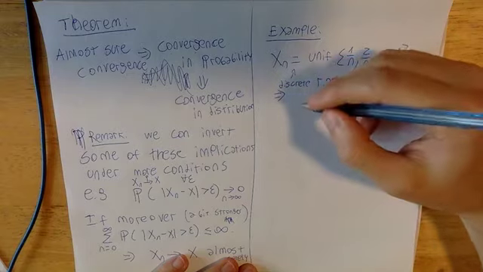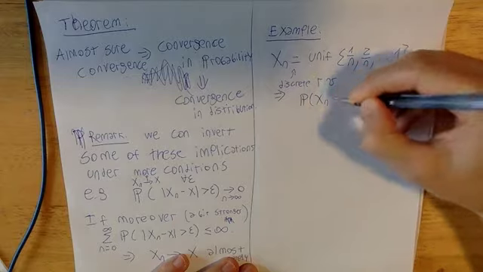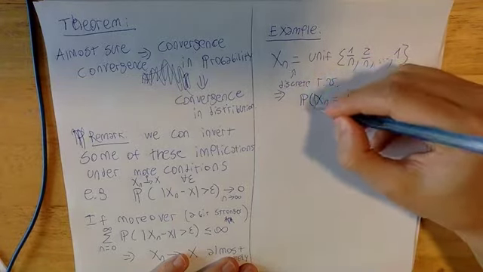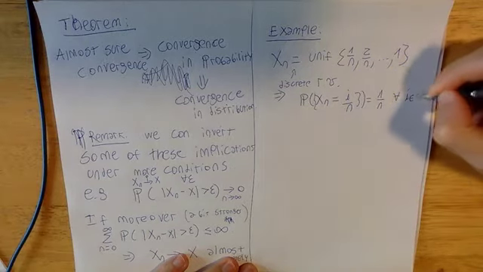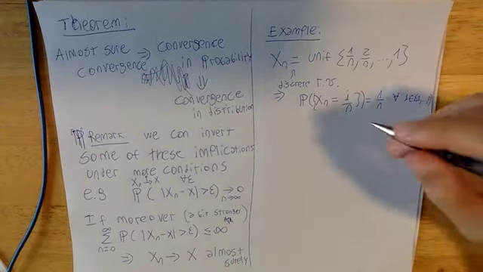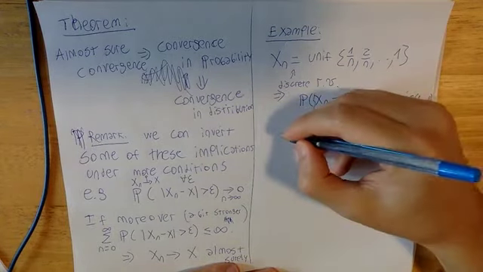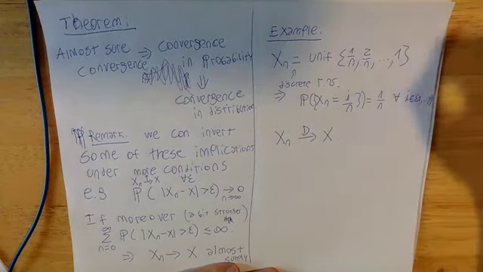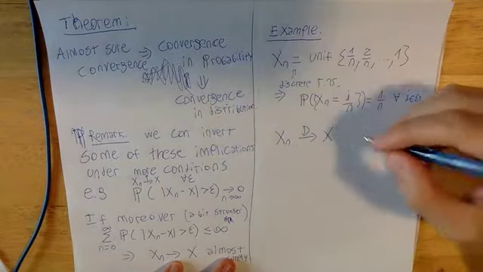So this is a discrete random variable such that the probability that Xn is equal to i over n is equal to 1 over n for every i in 1 through n. So what we can see is that Xn converges in distribution to X.